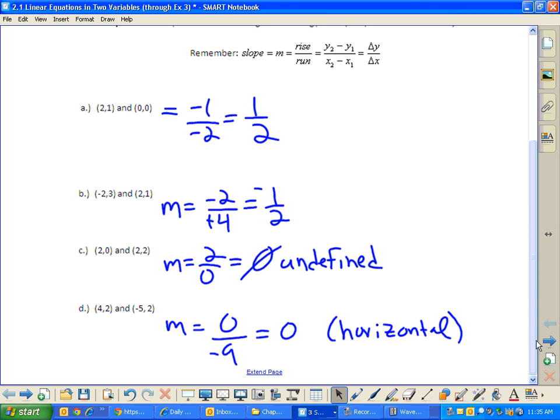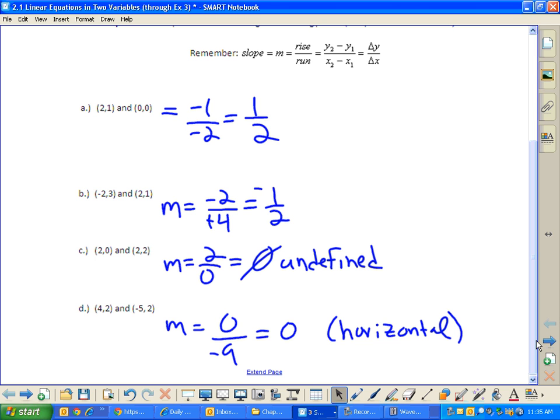Part D. You get 0 out of -9. When you have no slope, you have no rate of change between your points, which means that you actually get a horizontal line. It doesn't go up or down at all. That's it. Does anybody have any questions about these slopes?